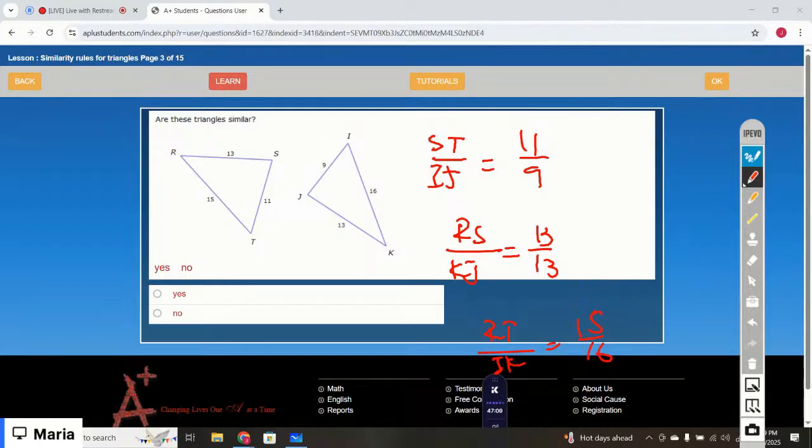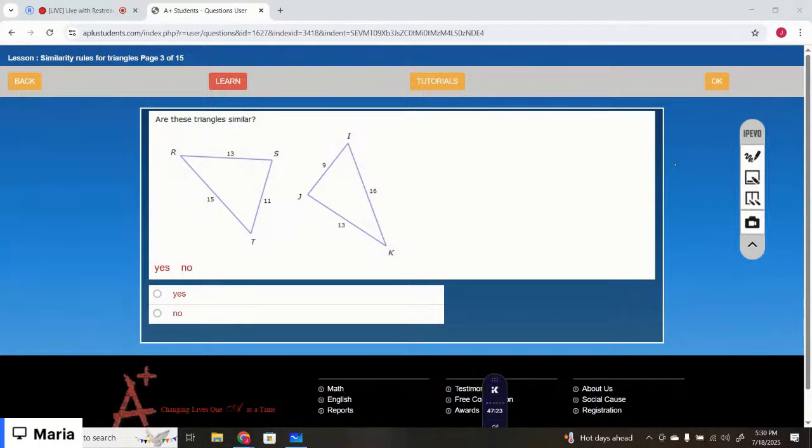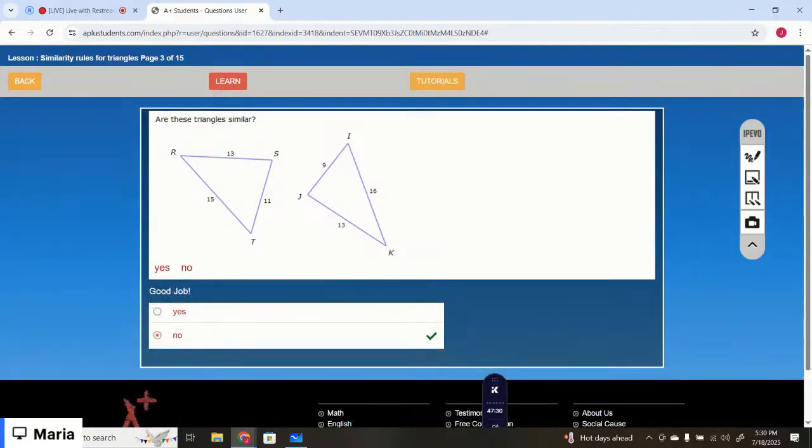So the ratio is not same. So the sides are not similar, that means the triangles are not similar. The correct option is no.